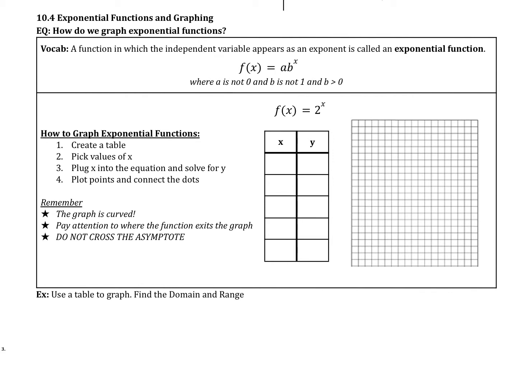So today the focus is going to be about how do we graph an exponential function? What makes it special? What do we need to keep in mind when we're graphing? We talked about some of the characteristics of the graph of an exponential function in the last section, but we're going to make sure we hit all of those points again today. So our essential question for 10.4: how do we graph exponential functions?